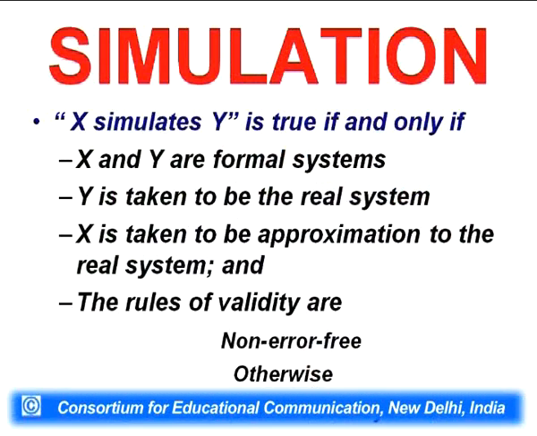What does this statement state? X is a model of the real process Y. X cannot be exactly similar to Y, X cannot be congruent to Y. If it is so, then X is nothing but the real system. So one is to understand that X cannot be just equal to Y. X is a simulated model. There will be a difference between X and Y. Y is the real system, X is the simulated model.